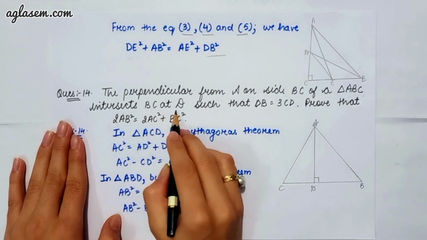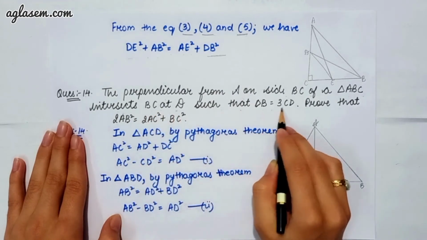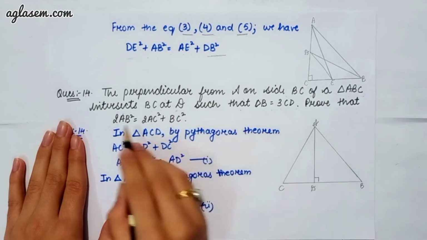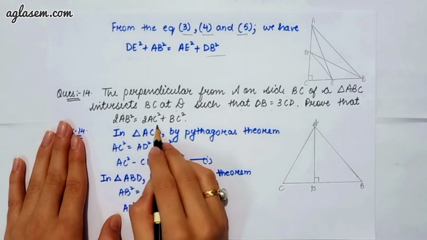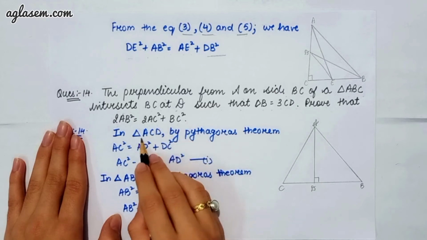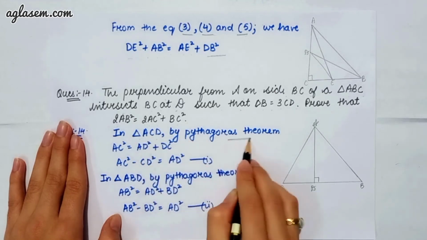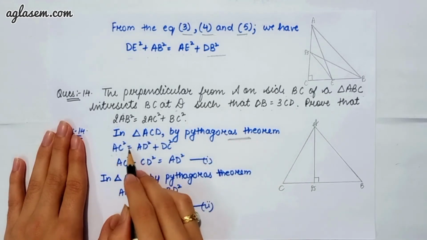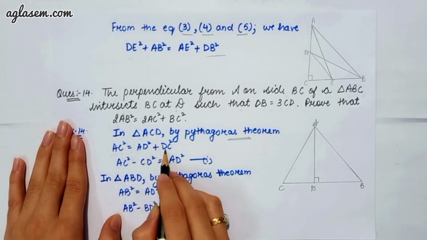Question number 14 says, a perpendicular from A on side BC of a triangle ABC intersects BC at D such that DB is equal to 3CD. Prove that 2AB square is equal to 2AC square plus BC square. Again we have to take a triangle, that is ACD, and we have to apply Pythagoras theorem, that is AC square is equal to AD square plus CD square.